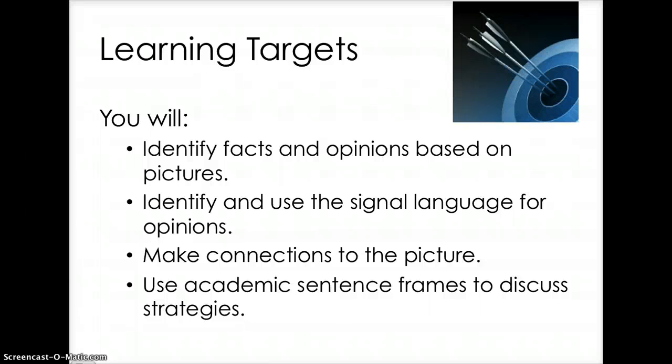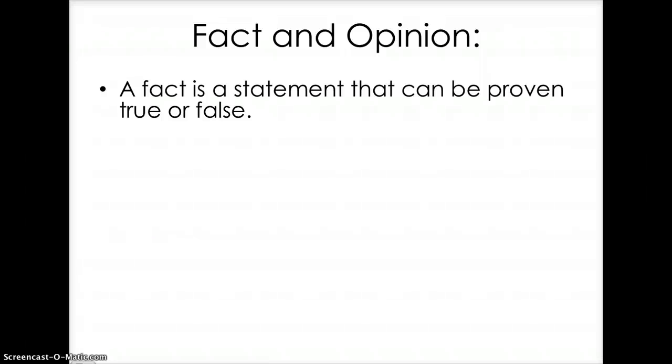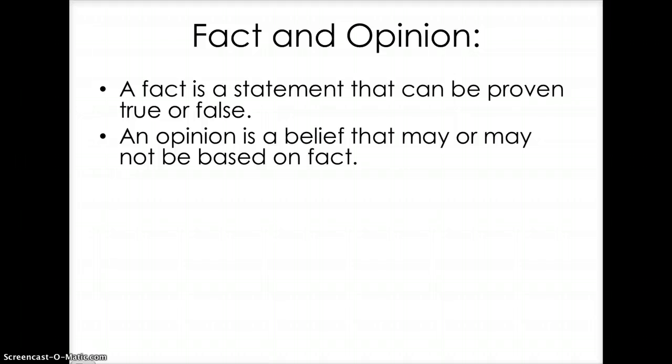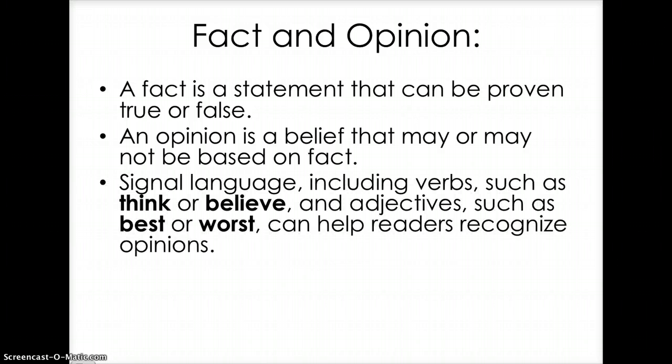Now, let's go a little bit more into the strategy of facts and opinions, okay? So, a fact is a statement that can be proven true or false. An opinion is a belief that may or may not be based on a fact. So it could stem from a fact, okay, or it could just come from outer space or wherever sometimes things come from, okay? Signal language, including verbs such as think or believe, and adjectives such as best or worst, can help readers recognize opinions, okay?